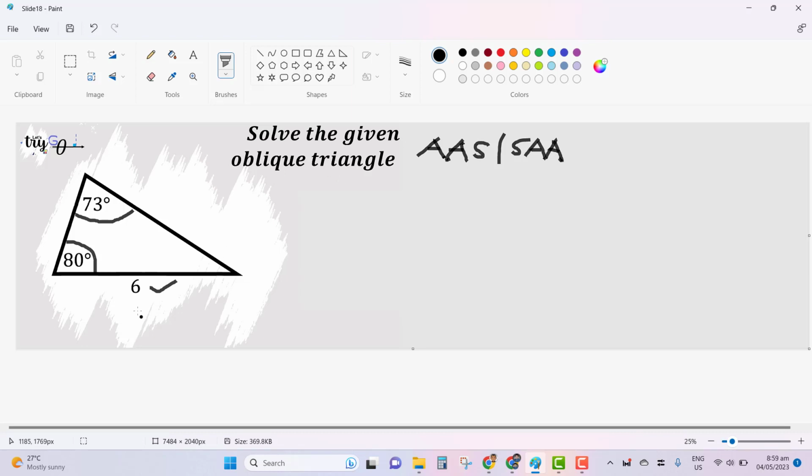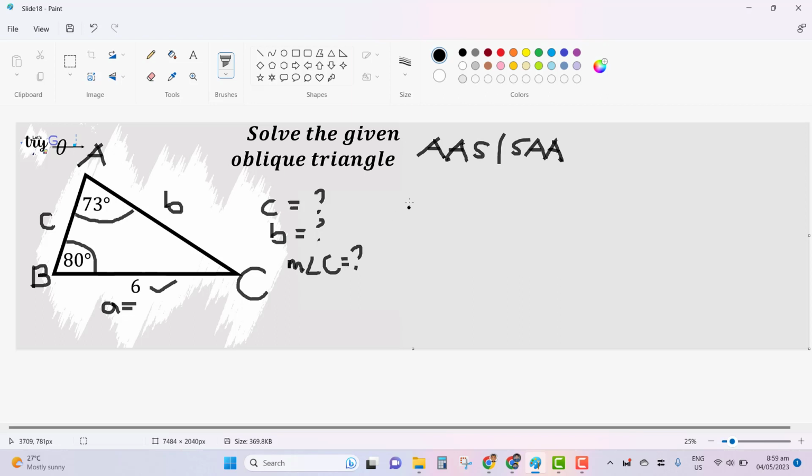But first, let's try to label this. What if we're going to label this as A? That's 6 units. This would mean 73 degrees is your angle A. If I'm going to label this as angle B, the side directly opposite it is side B, and the remaining angle is C, and this is your side C. In short, we're looking for the measurement of sides B and C, and the measurement of angle C.